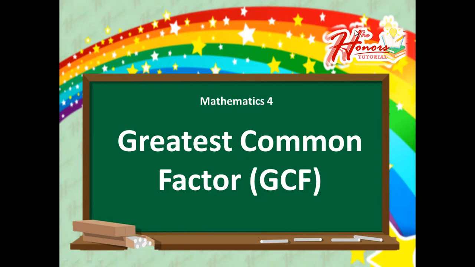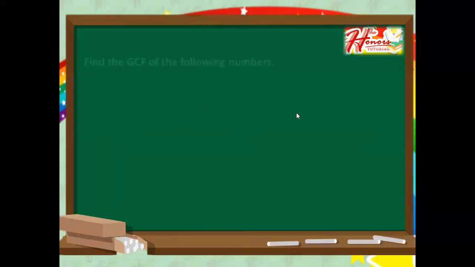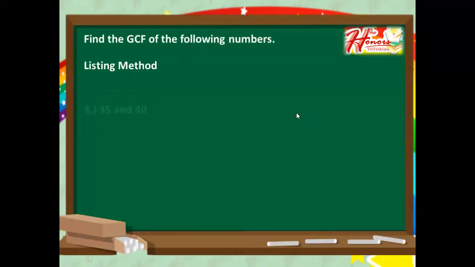Welcome back to part 2 of our topic, which is about Greatest Common Factor, or GCF. This is for Mathematics 4. Let's have this example. Let's do this by the use of the listing method: 35 and 40. Solution.